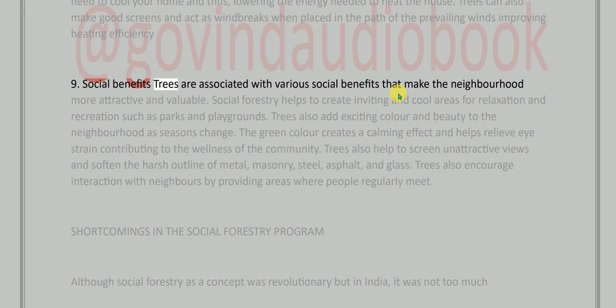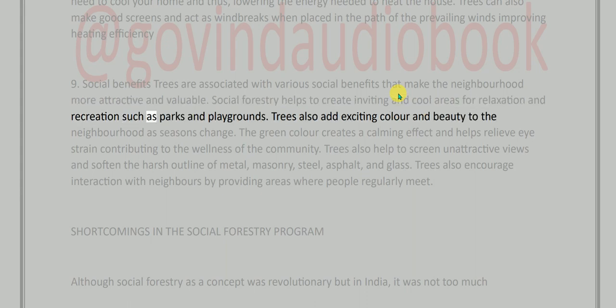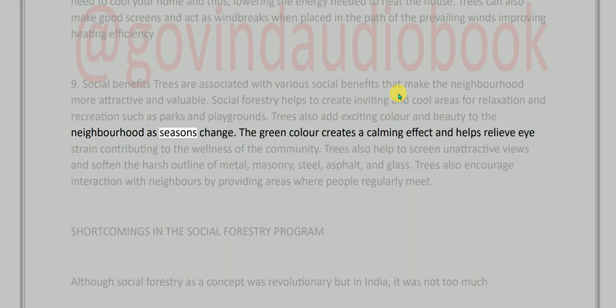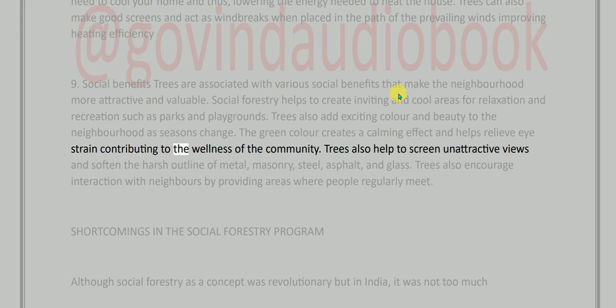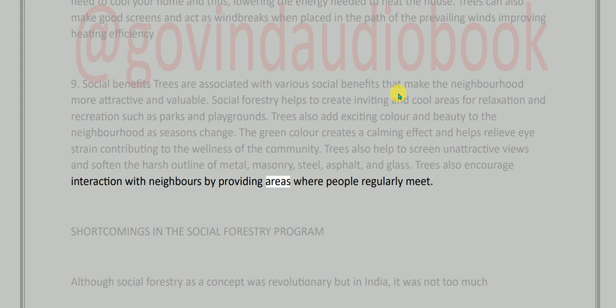9. Social benefits. Trees are associated with various social benefits that make the neighborhood more attractive and valuable. Social forestry helps to create inviting and cool areas for relaxation and recreation such as parks and playgrounds. Trees also add exciting color and beauty to the neighborhood as seasons change. The green color creates a calming effect and helps relieve eye strain, contributing to the wellness of the community. Trees also help to screen unattractive views and soften the harsh outline of metal, masonry, steel, asphalt, and glass. Trees also encourage interaction with neighbors by providing areas where people regularly meet.